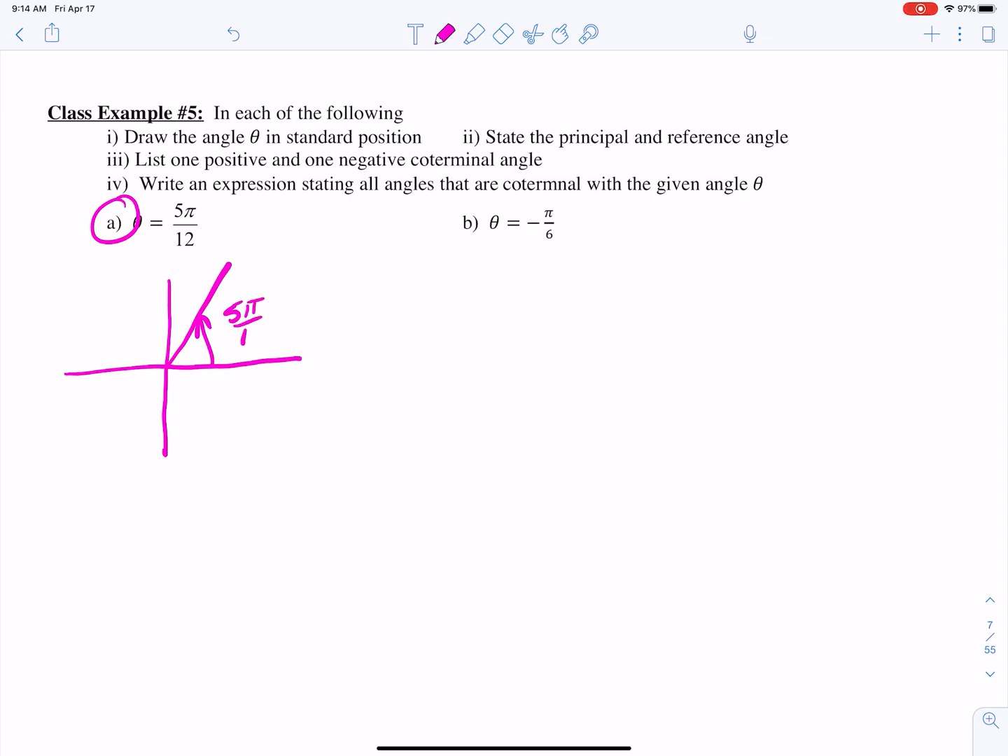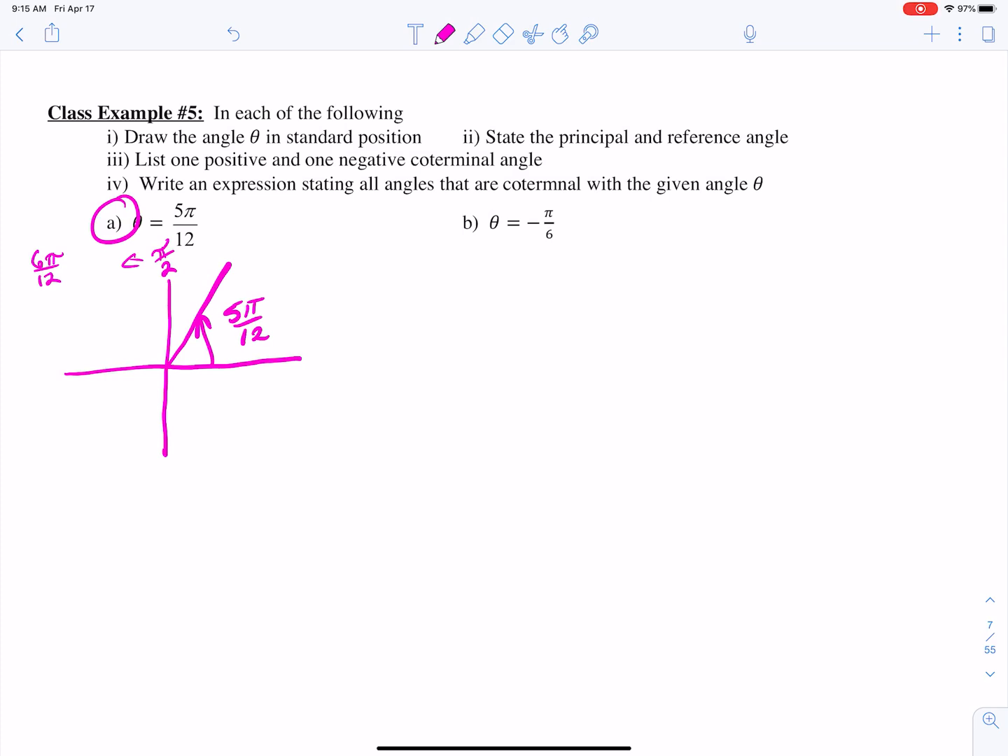Well, I know that here is pi over 2. That's a half a pi. What does pi over 2 look like in radians with a denominator of 12? If I'm thinking about an equivalent fraction here, that would be 6 pi over 12. So we can see that 5 pi over 12 would end up in quadrant 1. So we've drawn the angle in standard position.